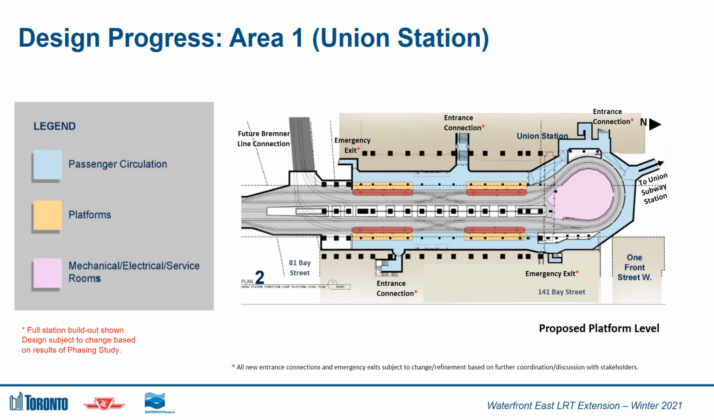On the east side, there's one proposed entrance connection into the East Teamway area. Further coordination will be required with Metrolinx to confirm the exact location of this connection. We will also be exploring potential for an entrance connection to One Front Street. TTC intends to maintain a seamless fare-paid access between streetcars and the Line 1 subway at Union Station.